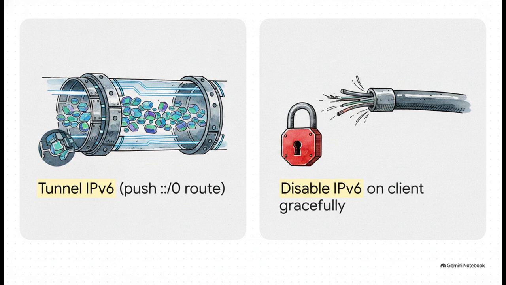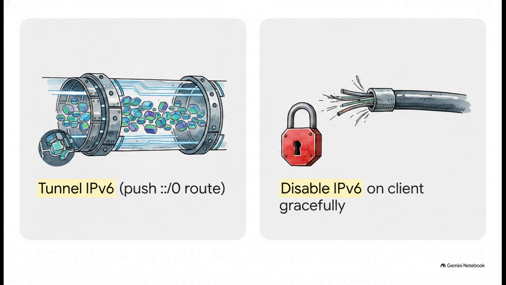These older clients fundamentally misunderstand dual-stack environments. When they encounter IPv6, they either bypass the VPN completely, which creates a split tunnel leak exposing the real IP, or they block IPv6 entirely without tunneling it, breaking all IPv6 sites. You basically have two viable paths to fix this.